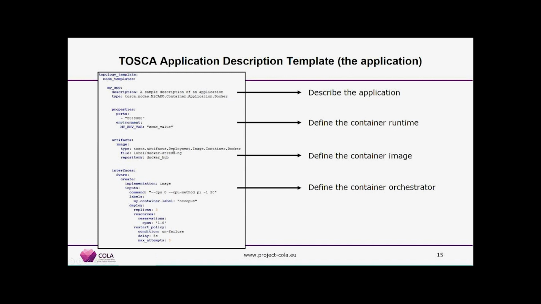We give that a type. Again, here we are working with types. This is a TOSCA standard type for any Docker images, tosca.artifacts.deployment.image.container.docker. Then we provide it with a file name. So that's the name of it on whichever repository it's being hosted. This is an image for a stress ng.